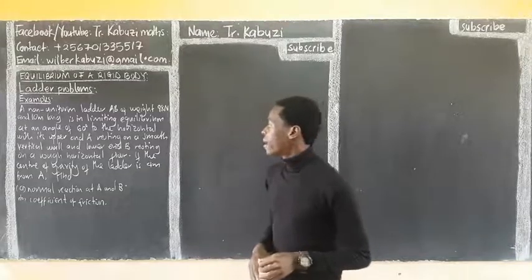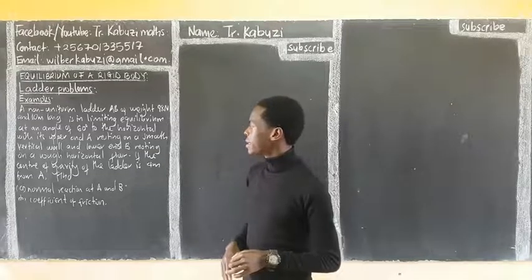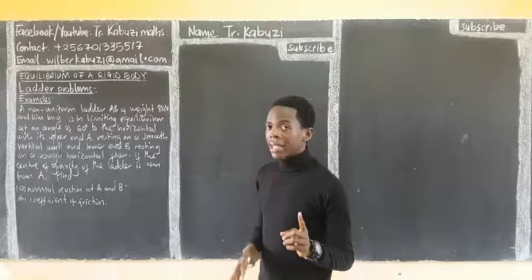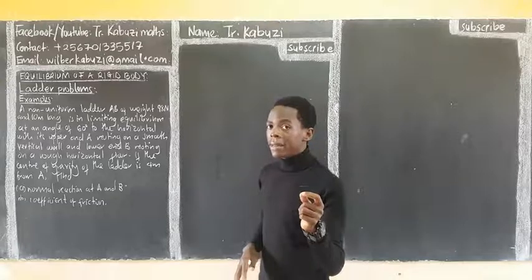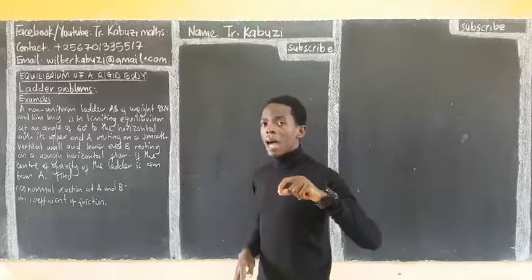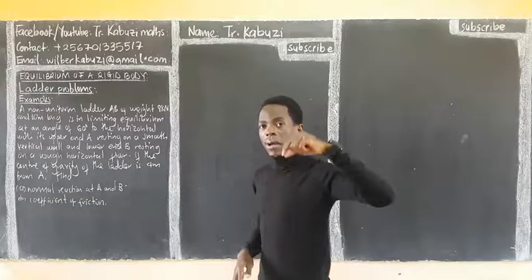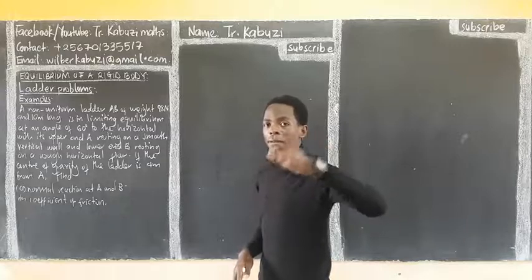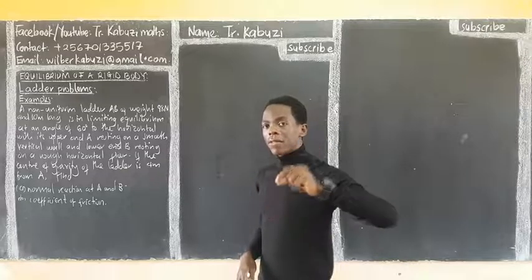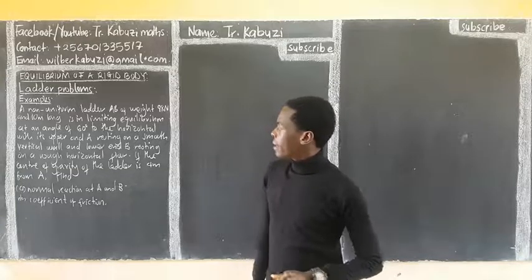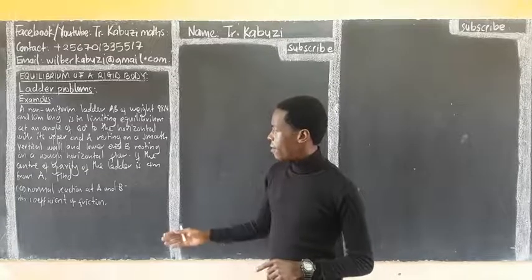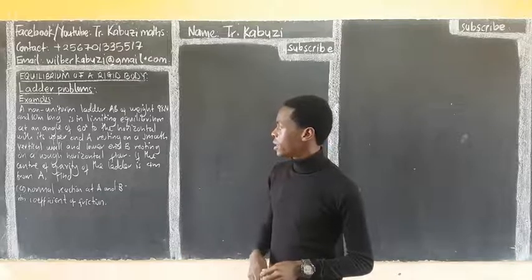If the center of gravity of the ladder is 4 meters from A, now they are telling us that the center of gravity of our ladder is 4 meters from point A. It means that the weight is also going to act at that point, 4 meters from A. Where the center of gravity acts, the weight is there. Find the reactions at A and B, and then the coefficient of friction.